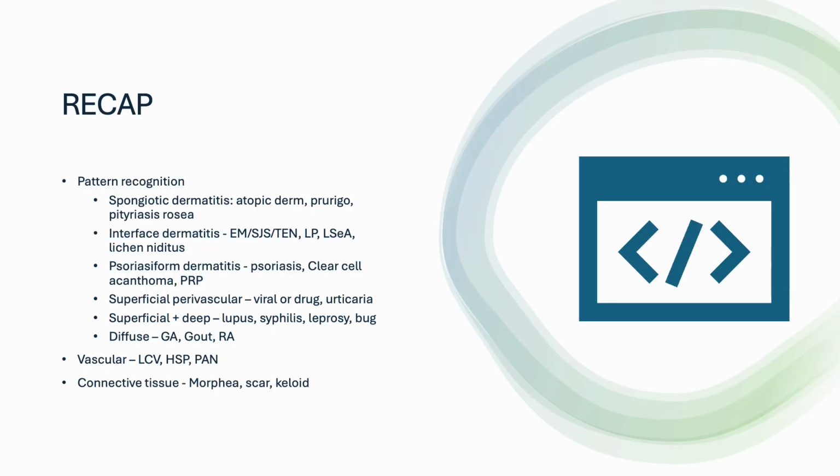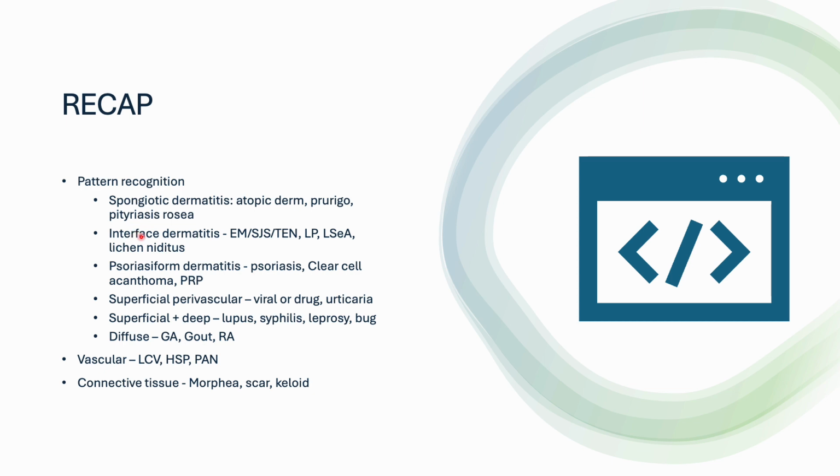Okay, that concludes today's lecture. I understand it has a lot of information, and you probably have to review this lecture again. But let's quickly recap what we have learned today. First, we talked about pattern recognition, and we mentioned there are different types of dermatitis. Under the spongiotic, we have atopic, allergic contact and irritant contact, prurigo, which is a single lesion, and pityriasis rosea, which has the simpler mnemonic.